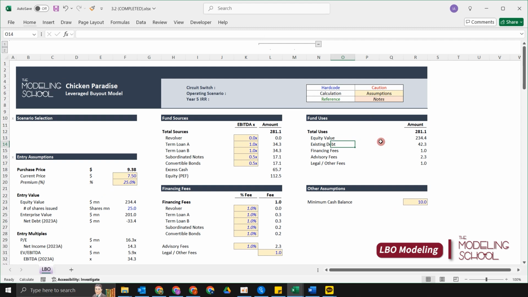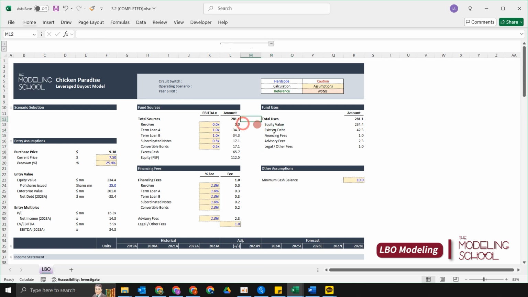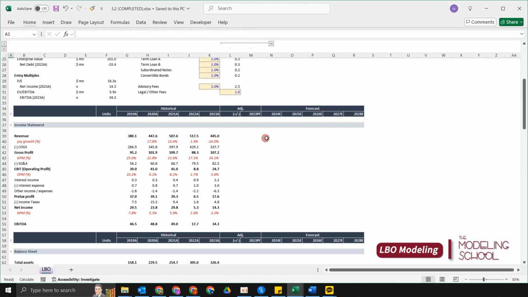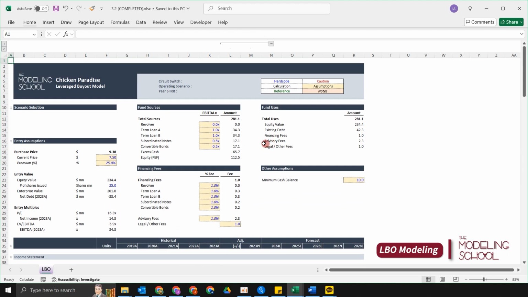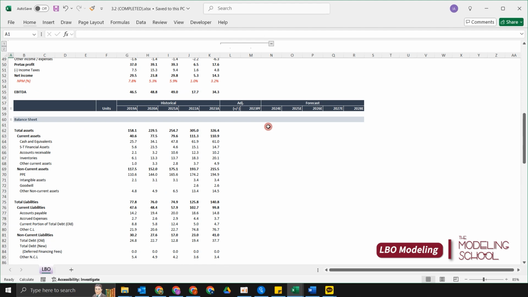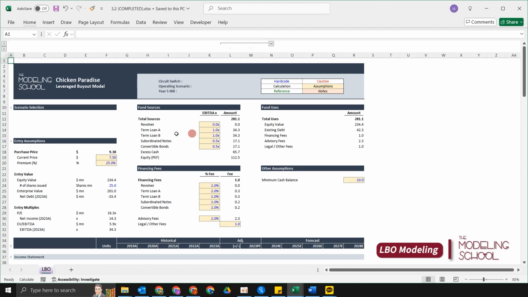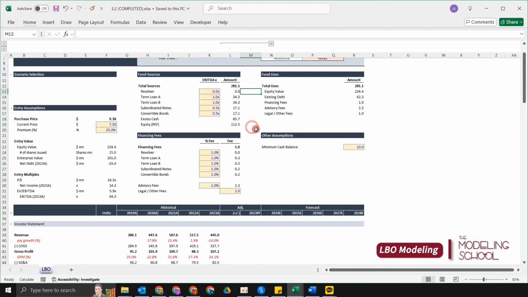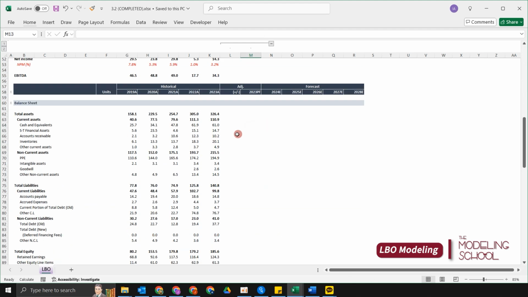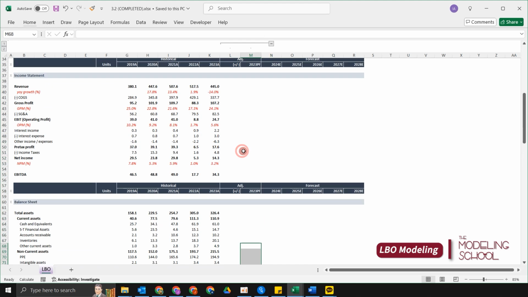It won't get much more complicated than this in most modeling tests. The next part is the trickiest part, I personally think, in building this leveraged buyout model, which is to make balance sheet adjustments. Now that we have decided on how much to raise as fund sources, we have to make adjustments and make a pro forma balance sheet based on the assumptions.